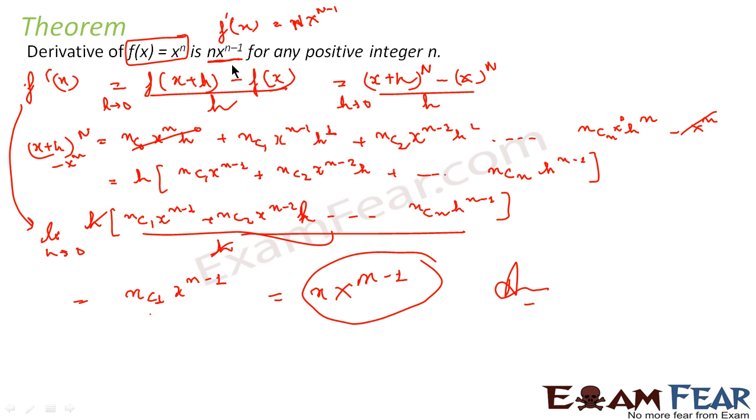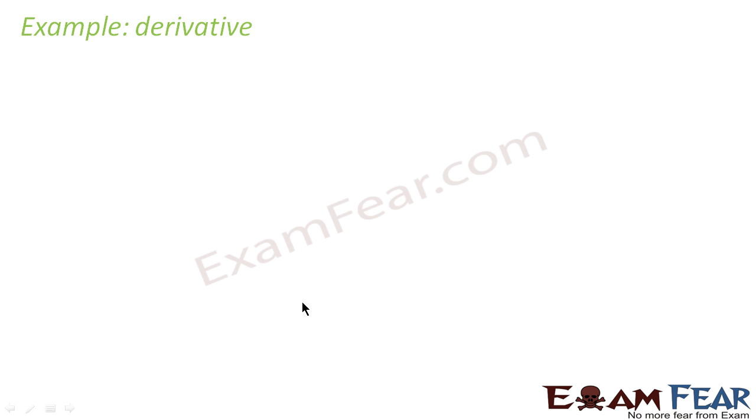And that is how. What we have done, we have just used the formula f dash x equal to f of x plus h minus f of x by h, and then we expanded this using binomial theorem, and then we have got this value of f dash of x as nothing but n x to the power n minus 1. Please remember this formula. It's a very useful formula. We will be using this formula.